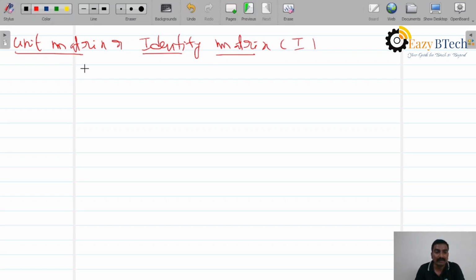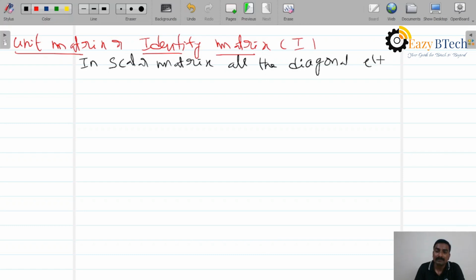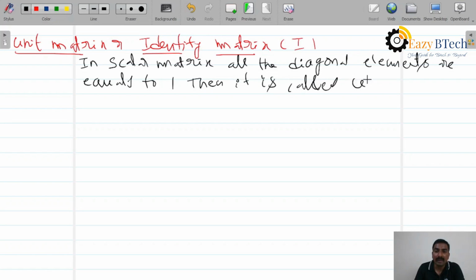But already you know the scalar matrix. In a scalar matrix, if all the diagonal elements are equal to 1, then it is called a unit matrix. Here, in a scalar matrix, all the diagonal elements are equal to 1. Then it is called a unit matrix.